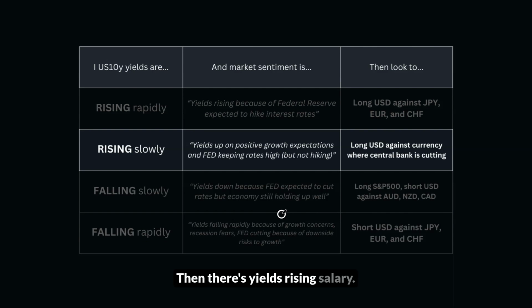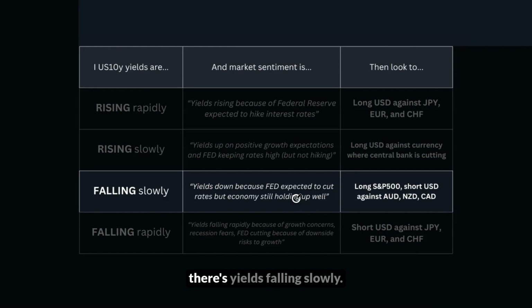Then there's yields rising slowly. This is strength in the economy, but it's controlled strength. It's not the kind of strength that requires the Federal Reserve to hike rates aggressively. And this is what is often called US exceptionalism. Rates stay high, but without triggering panic. Okay, so the dollar in this case stays strong, in particular against currencies of central banks that are maybe cutting interest rates or having interest rates low. This is where policy divergences work great.